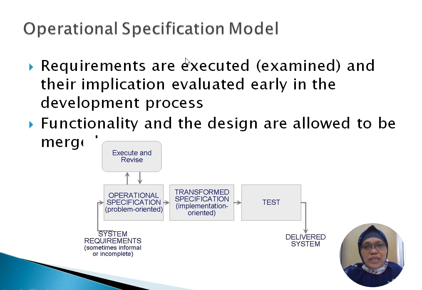The next is the operational specification model. That is how requirements are executed and their implications evaluated early in the development process. Functionality and design are allowed to be merged. So here, the operational specification model merges the functionality of some main steps of the software life cycle.